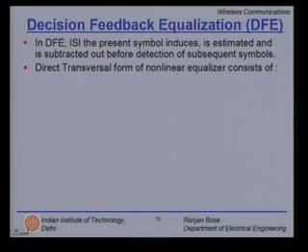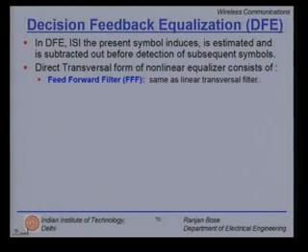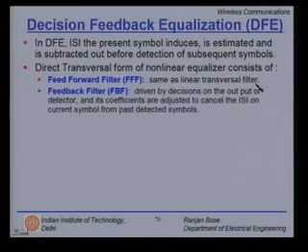Now, the direct transversal form of the nonlinear equalizer consists of, as we have seen, the feed forward filter FFF. It is the same as the linear transversal filter we have learned so far, and then there is this new element called the feedback filter FBF, driven by the decisions on the output of the detector, and its coefficients are adjusted to cancel the ISI on the current symbol from the past detected symbols.